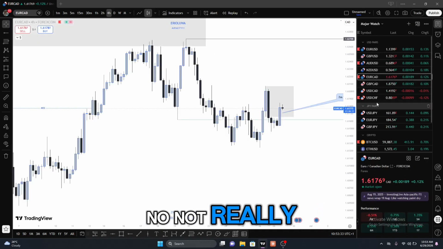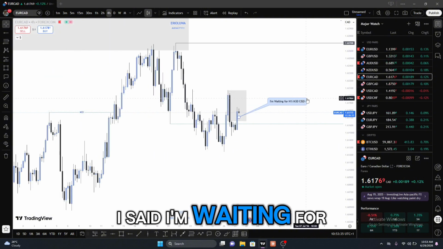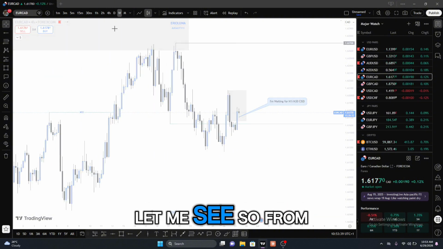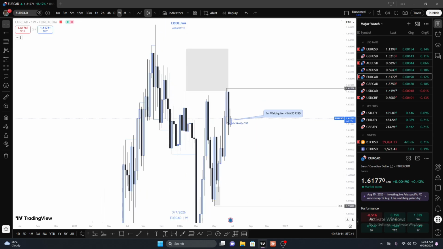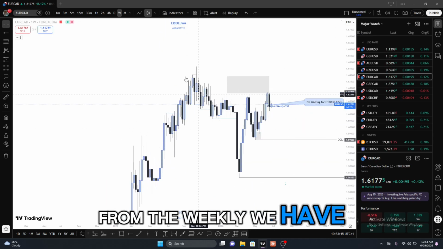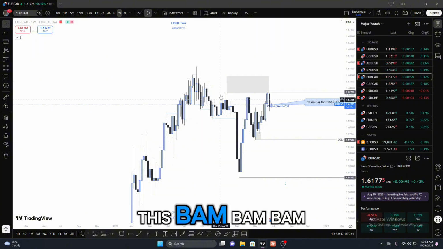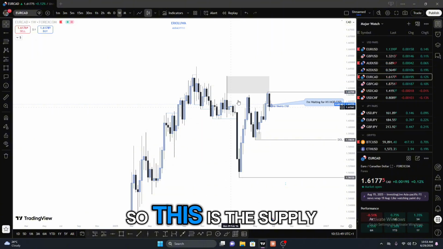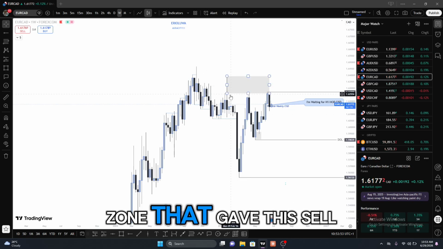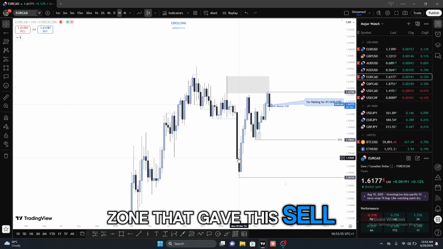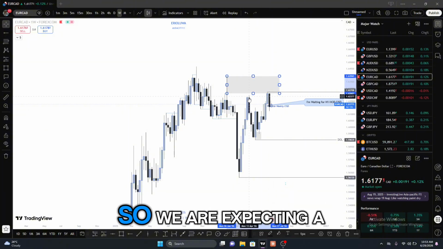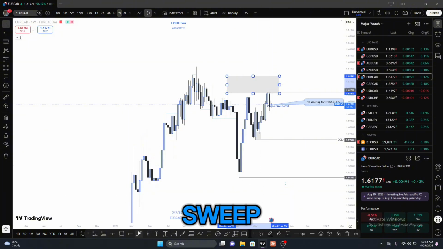Do we have anything on EURCAD? No, not really. Okay, on EURCAD, I said I'm waiting for a 1 hour sell formation, right? Let's see. So from the weekly, we have this bam, bam, bam. So this is the supply zone that gave this sell, which is why I marked out my key level here. So we are expecting a sweep.